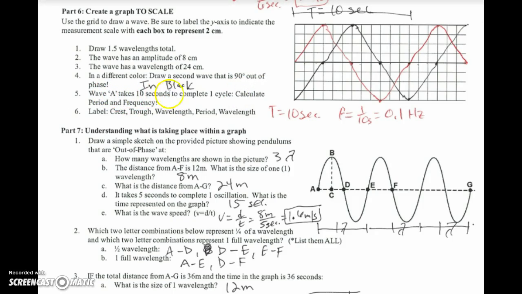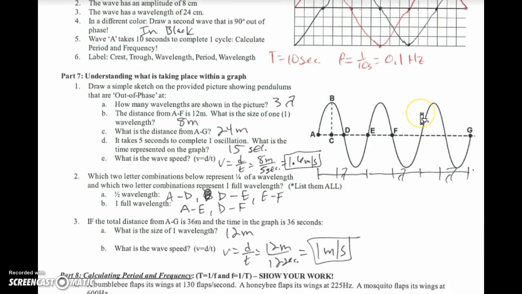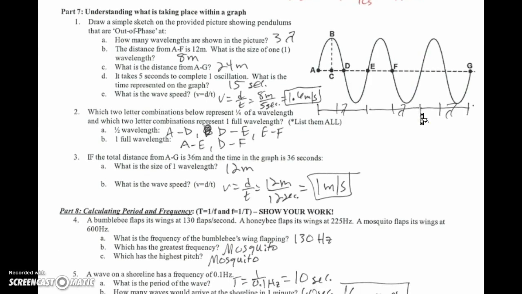If wave A takes 10 seconds to complete one cycle, calculate the period and the frequency. Well, if the time is 10 seconds, that's the period of 10 seconds. And the frequency is going to be 1 over period, so 1 over 10 is 0.1 hertz. In crest, trough, wavelength, period, you should be able to label those in here. I'm going to move on. I'm running out of time. I only have 15 total minutes, and I'm at 13, so I've got a couple more to do.